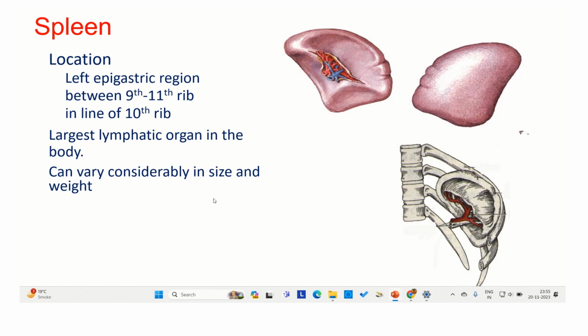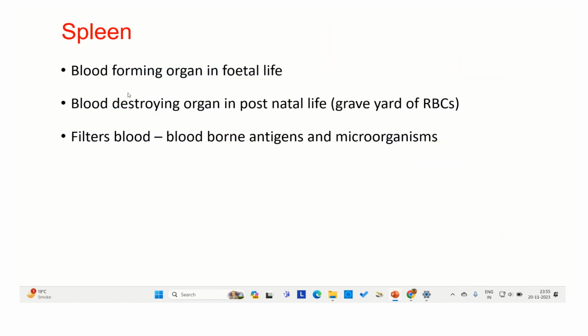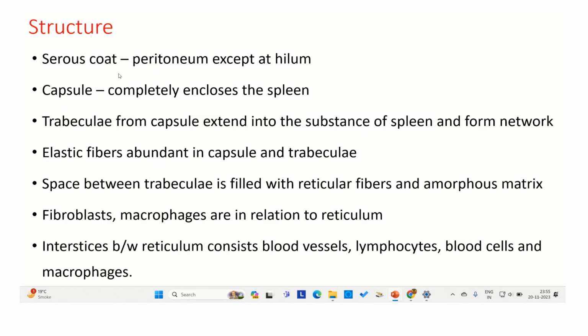Coming to our next topic, the spleen. It is located in the left epigastric region between the 9th and 10th ribs. The longitudinal axis passes through the 10th rib. It is the largest lymphatic organ in the body and can vary considerably in size and weight. It is a blood forming organ in fetal life and a blood destroying organ in postnatal life, otherwise called the graveyard of RBCs. It filters blood, blood-borne antigens and microorganisms.